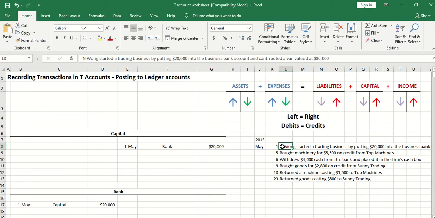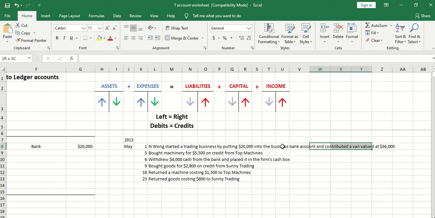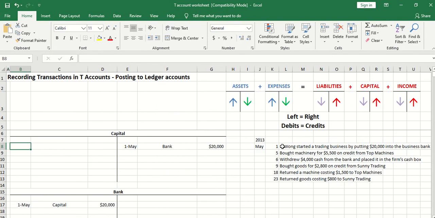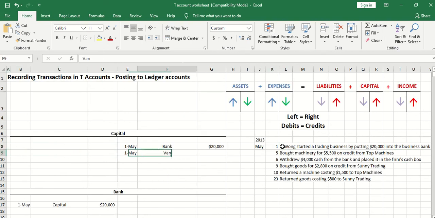But in this transaction, there were two parts to it, right? Mr. N. Wong also contributed a van valued at $36,000. So he also invested a van. So let's go here. We do 1st of May. He gave a van, and the amount of the van was $36,000. So I go back here and I put $36,000, and I just copy the format, $36,000.